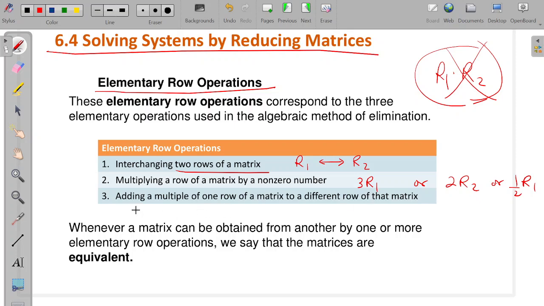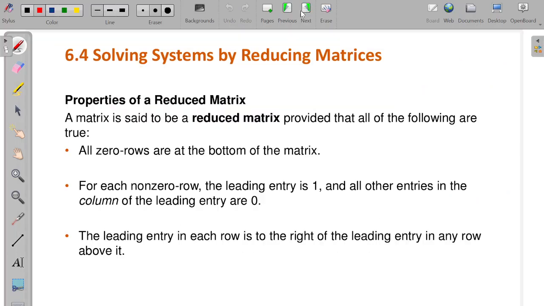And the last one is that you can add one row to another. So you can say 3 row 1 plus 2 row 2. You can add these together. So these are the 3 operations you can perform when doing elementary row operations, and we are going to use them to reduce matrices.